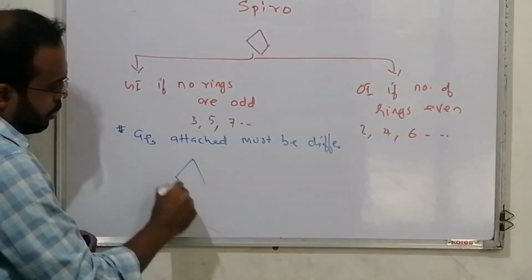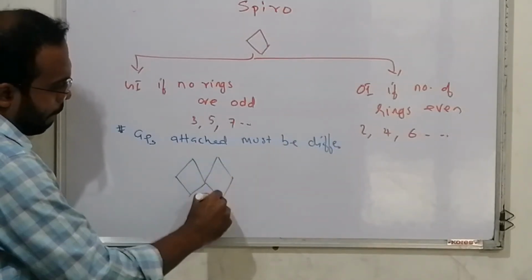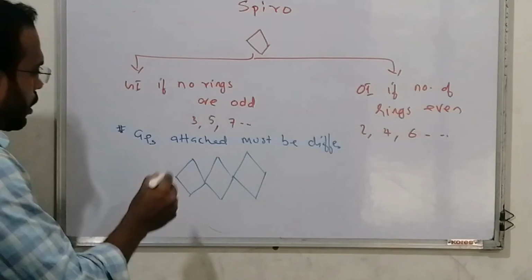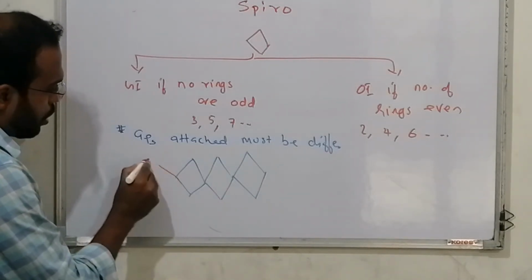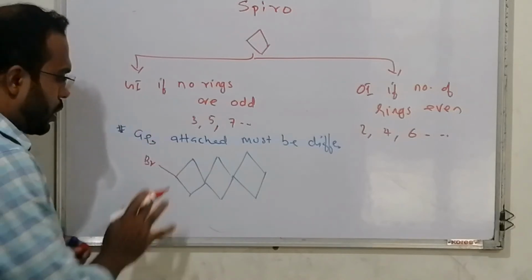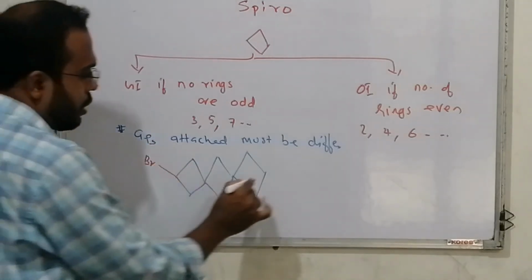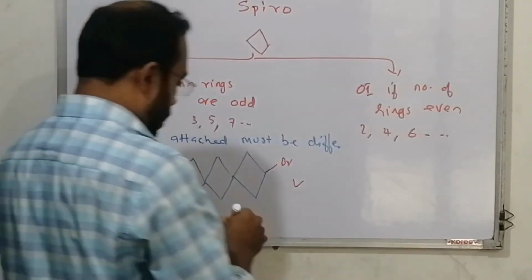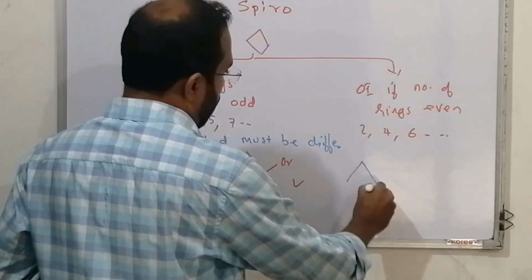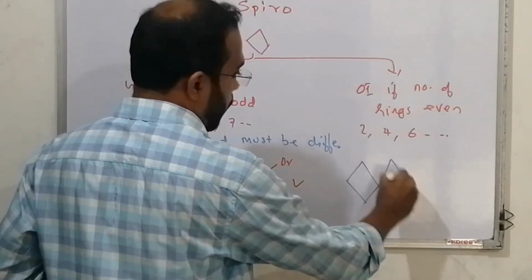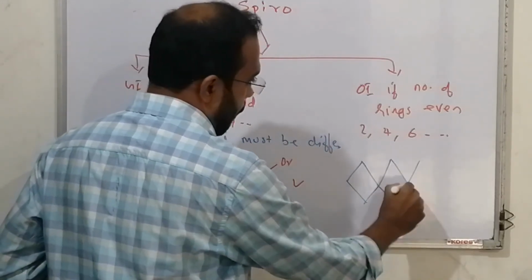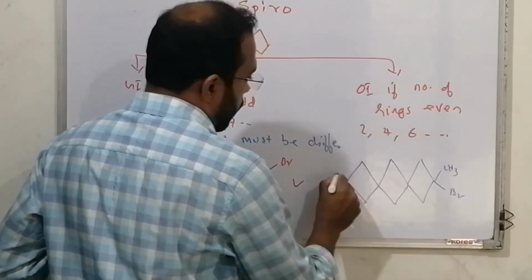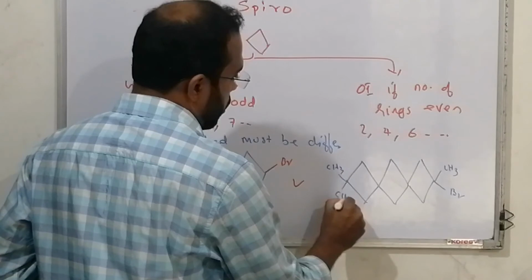Suppose you take a 3 spiro ring like this. Okay. Here you have a hydrogen. Here suppose you have a Br. Another one is hydrogen. Student, remember another one is. Here also you have Br. Another one is hydrogen. Therefore, it shows the geometrical isomerism. But I just write like this. Here CH3, here Br, here CH3, here CH3. It cannot show.